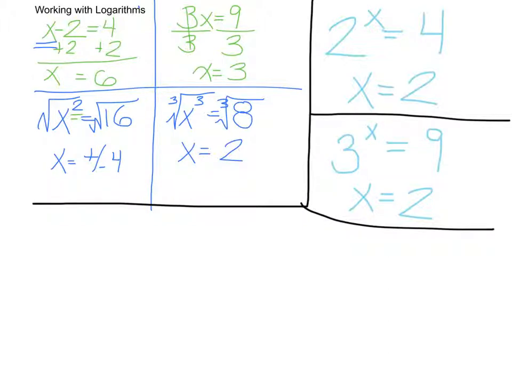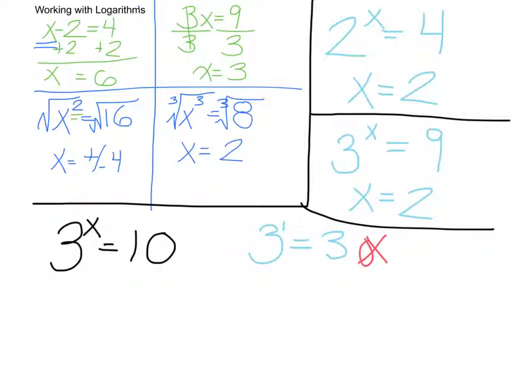Let's consider something like 3 to the x equal to 10. And let's try and solve that by inspection. So I know that 3 to the first power is going to be equal to 3. That's not equal to 10. So that's not going to work. So let's try another possibility. So maybe it's 3 to the second power, but that's going to equal 9. So that clearly doesn't work.